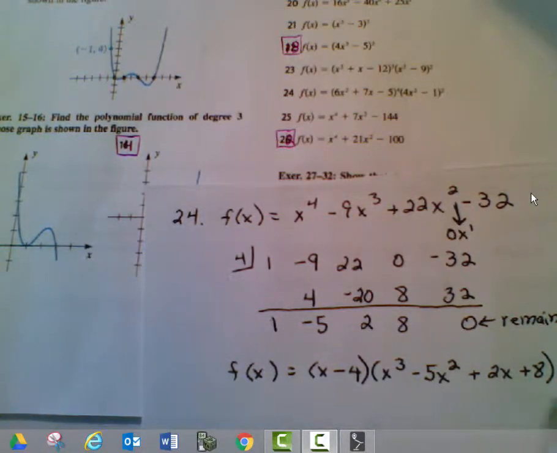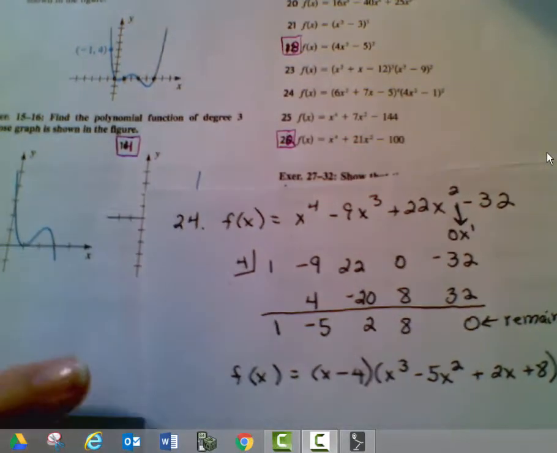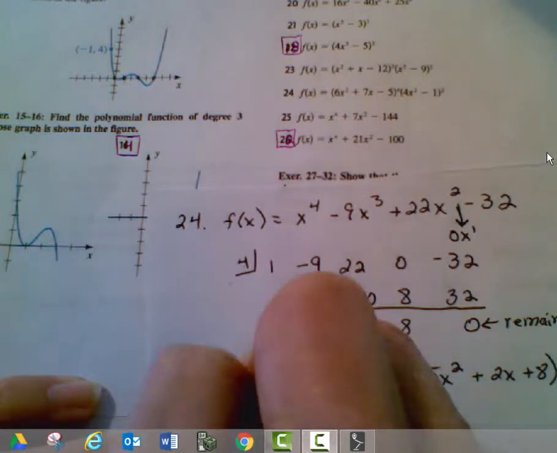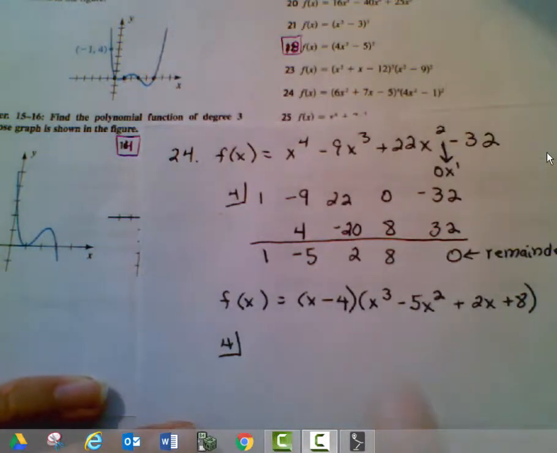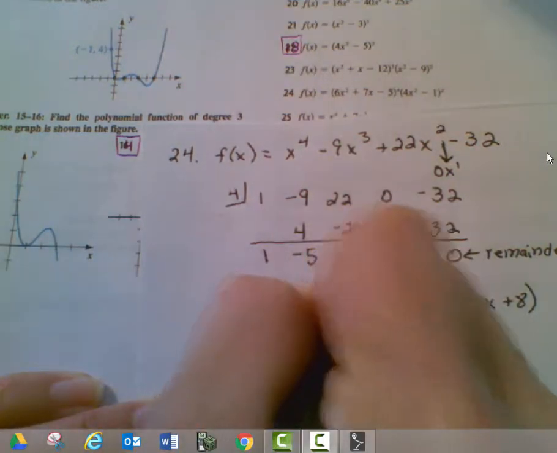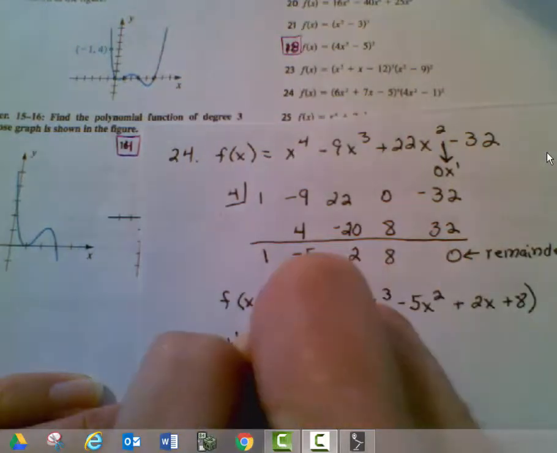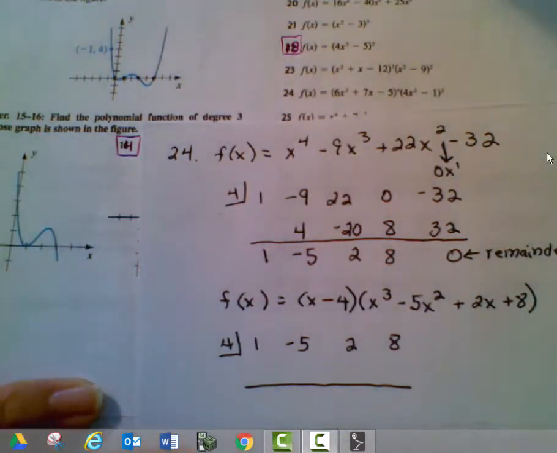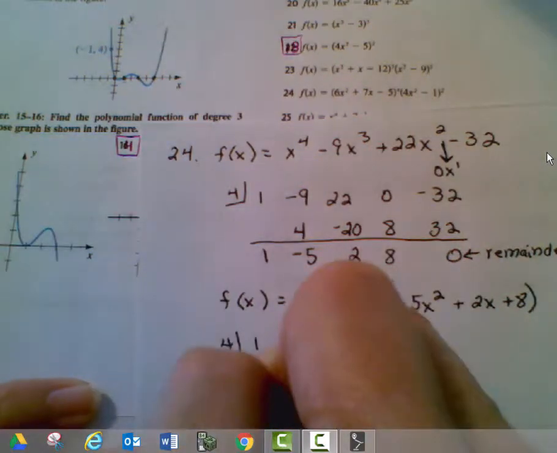And I still couldn't factor that any further using the skills that I learned in Algebra 1, for example. It won't factor by grouping. So I have to use the fact that the original problem told me 4 is a zero of multiplicity 2. That means if I do synthetic division with 4 in the box again, but now I use this 3rd degree factor, I should still get a 0 remainder. Let's see if we do.